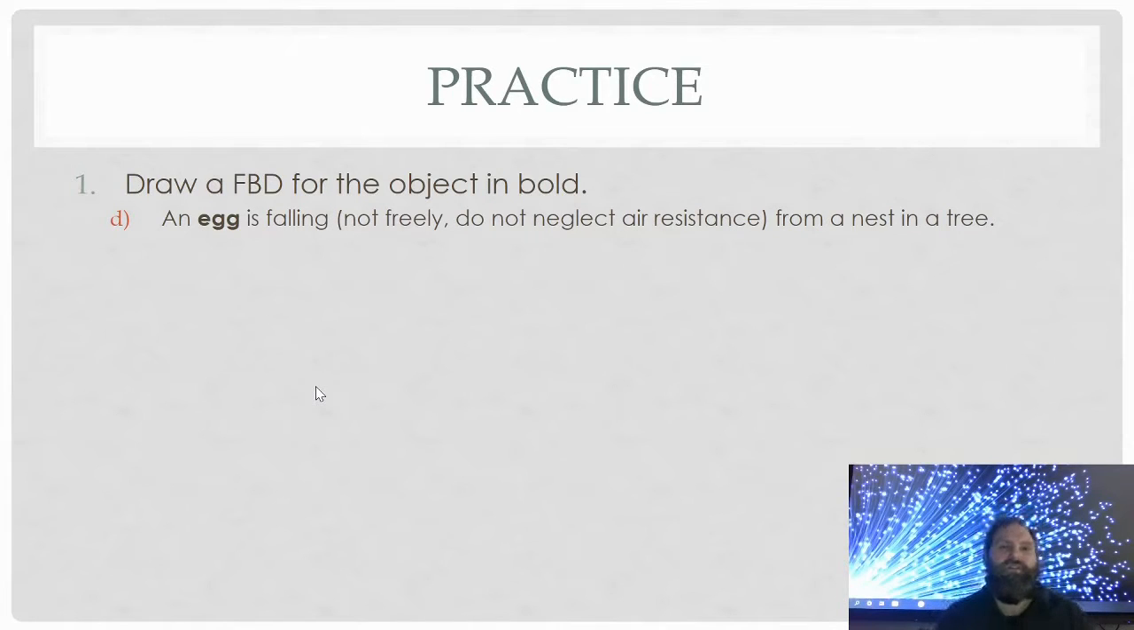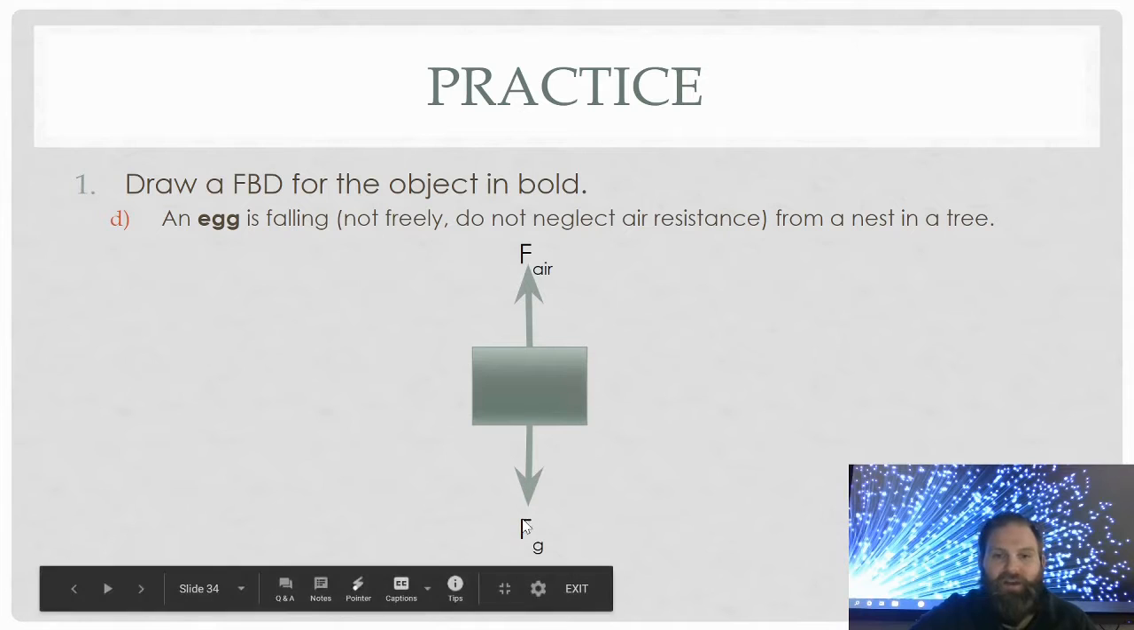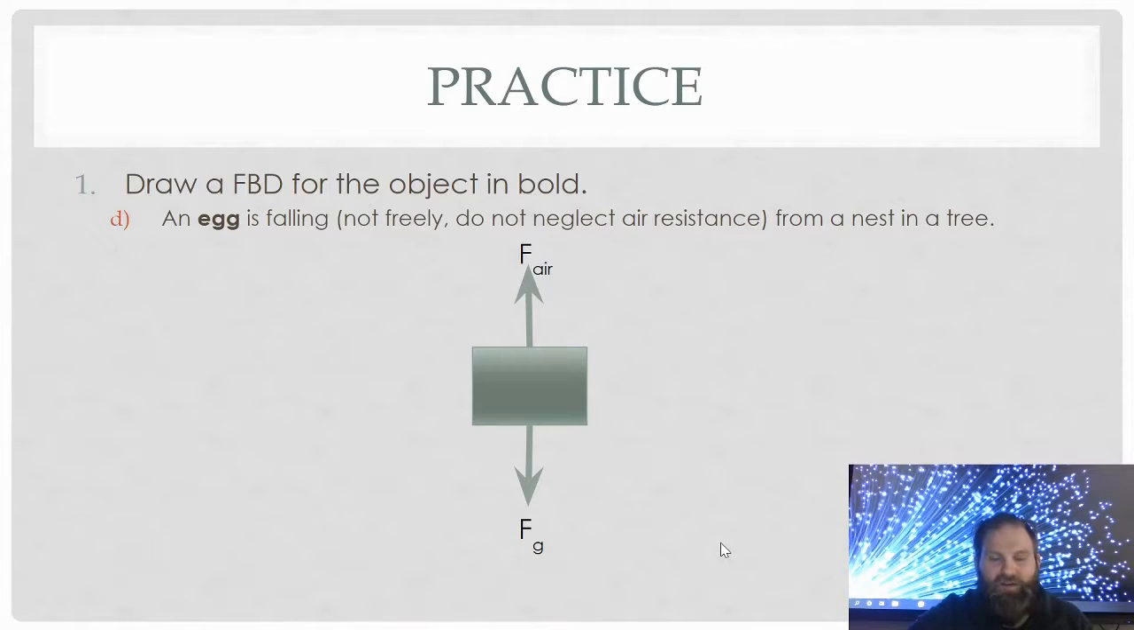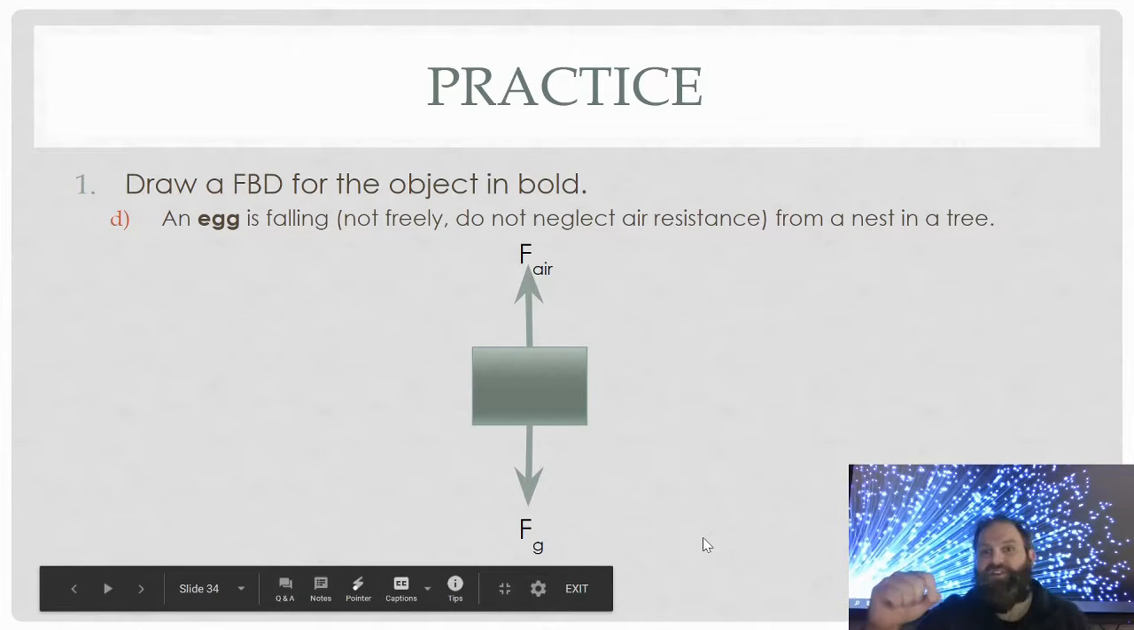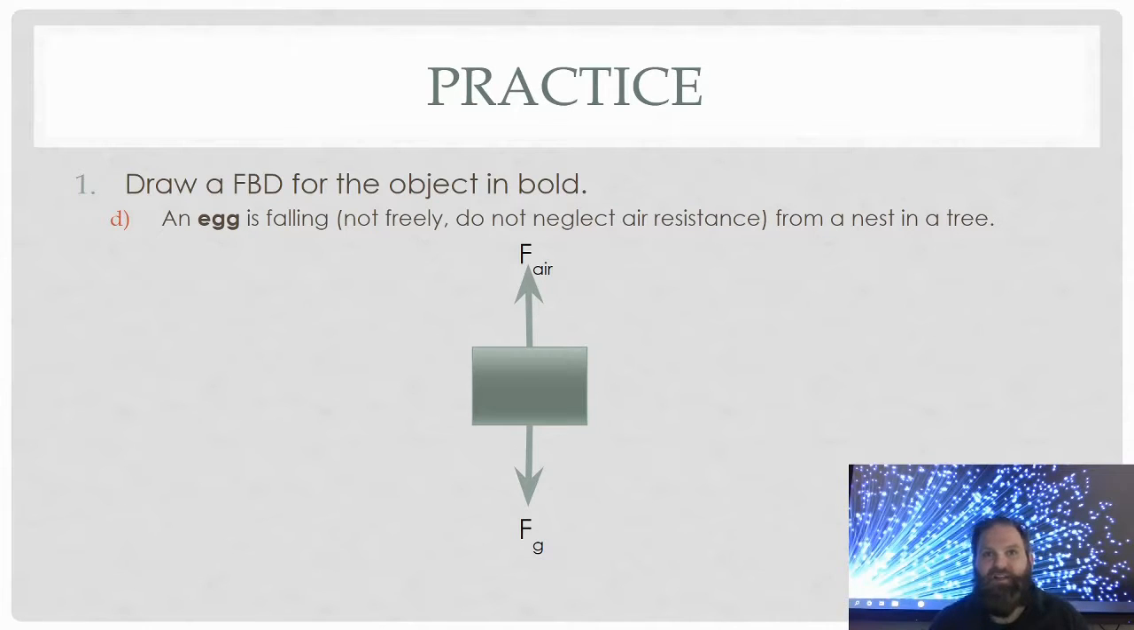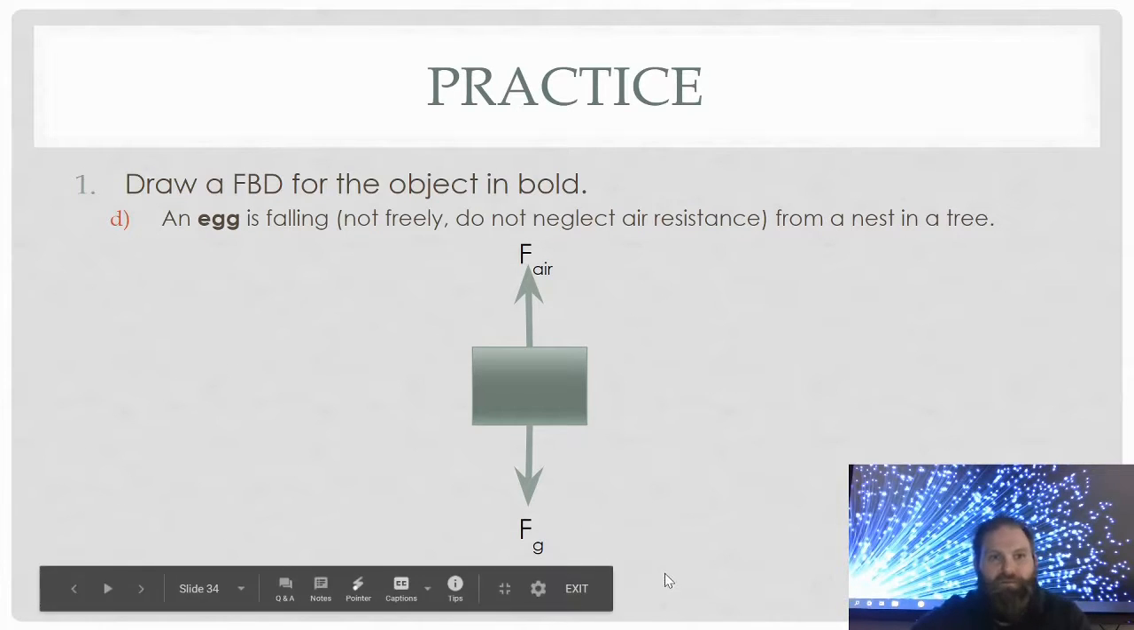So if we wanted to look at the egg falling again, but with air resistance, we could just draw the same diagram, but instead we'd have our force of gravity down, force of air up. The force of gravity is obviously going to be bigger than the force of the air resistance. So again, our acceleration is going to be in the downward direction, but it's going to be probably a little bit less than in the previous problem.